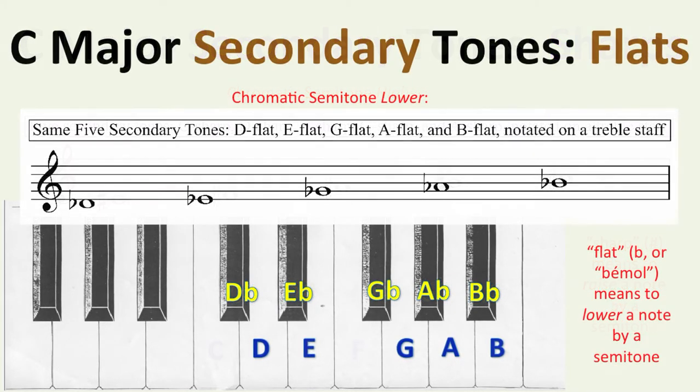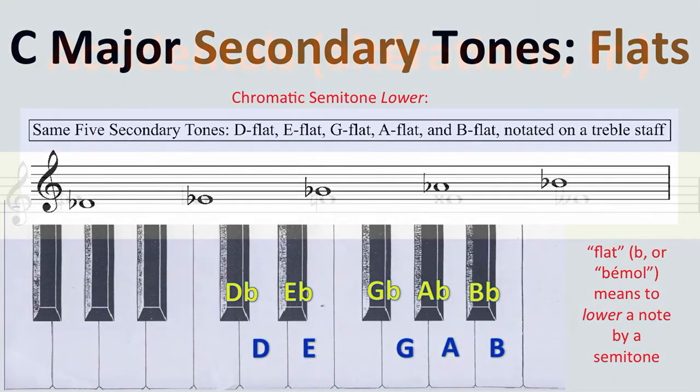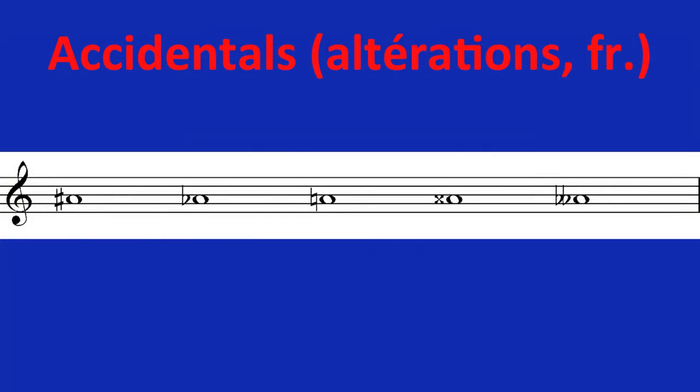Next, play the white keys D, E, G, A, B, followed immediately by the 5 black keys again: D flat, E flat, G flat, A flat, B flat. Notice that they sound the same as the sharps, except they assume their flat names because they are now derived by lowering the natural tones a chromatic semitone. Perhaps you are wondering, how do we write chromatic notes on the staff?